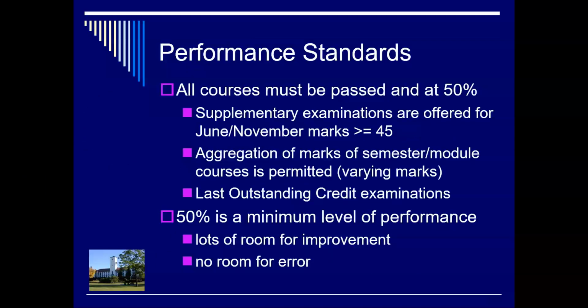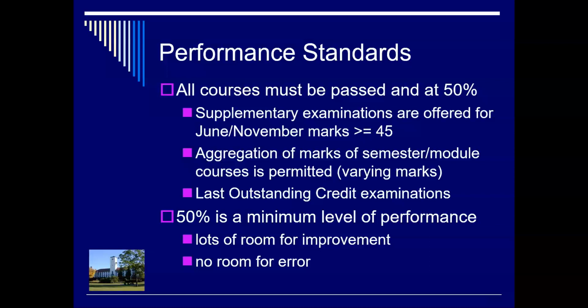Performance standards. These are very different at a university versus a school environment. At a university, at Rhodes University, and in the Faculty of Commerce, all courses must be passed at the 50% level. And you must pass all the courses required for a degree, not some of them or most of them. You must pass all of them, and you must get at least 50% for those courses. Supplementary examinations are offered for both mid-year and November examinations, where you got a mark typically in the region of greater than or equal to 45, but less than 50%. This is an opportunity where you can write the examination a second time.